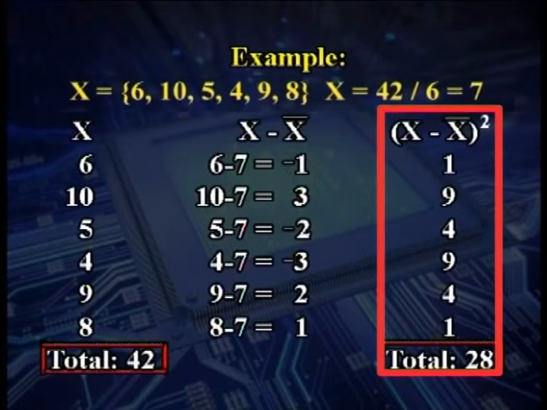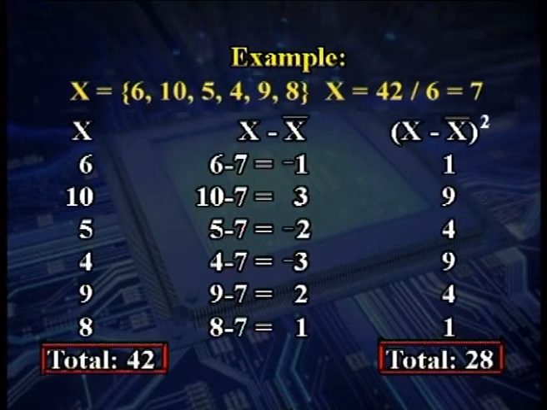So, x minus x bar whole square, x minus x bar whole square. These are the squares of the deviations from the mean. If you look at it, you will find that the total of all the numbers added together would be 42. And if you add up this x minus x bar whole square, the sum would be 28. The sum of x minus x bar whole square will be equal to 28.